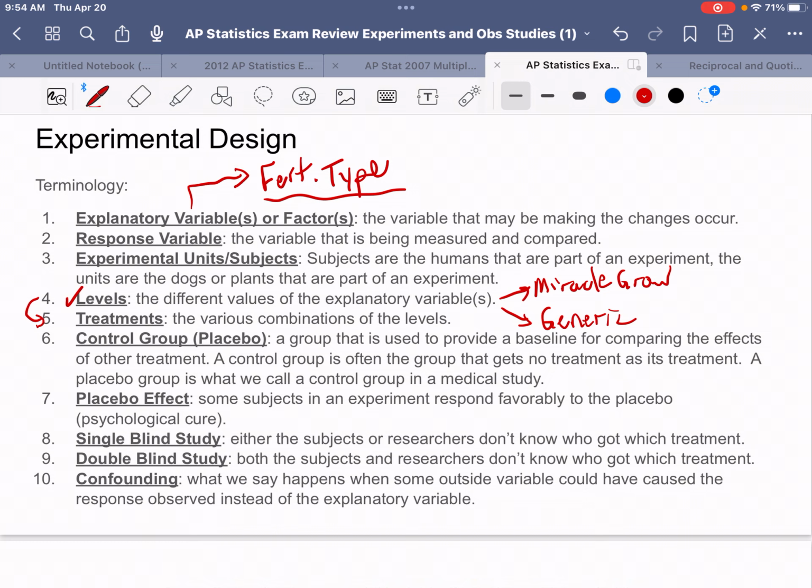Placebo effect is when subjects in an experiment respond favorably to the placebo and experience some kind of psychological cure or relief, if you will.